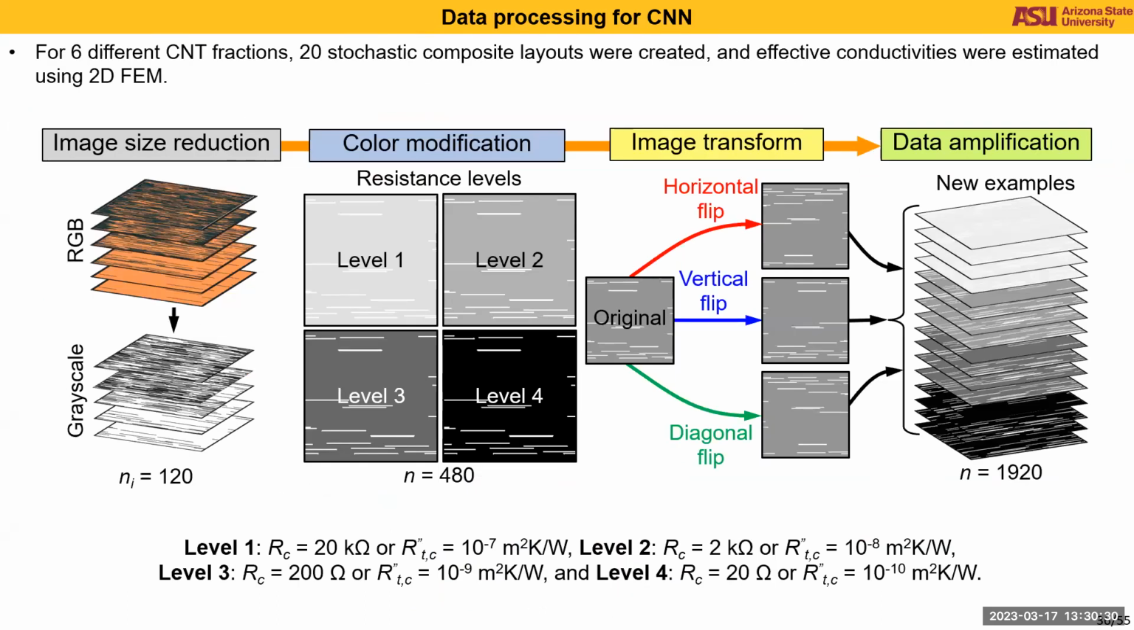To process training data, first we obtain the composite layout images with the corresponding conductivities. We convert the copper CNT layouts into single channel layouts to reduce the image size. After that, to identify different interfacial resistances, we color code the background of the matrix with 4 levels of black color. And then to augment the training data, we perform an image transformation technique by flipping the original image horizontally, vertically, and diagonally.